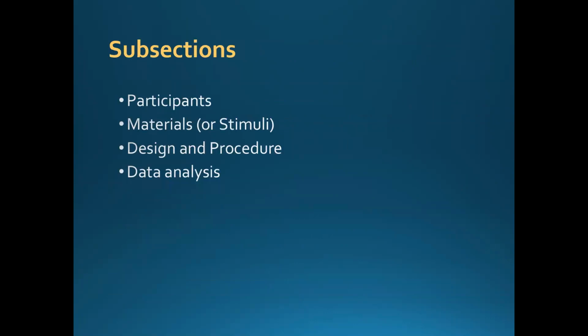So hopefully this is all review, but what makes up the methods section? Well, of course, we should have a paragraph or two on participants, a paragraph or two on materials and the stimuli, probably two paragraphs, one for your IV and one for your DV, right? A paragraph or two on the design and procedure, and finally a short paragraph on data analysis. So let's jump into it and actually look at what goes into each of these sections.